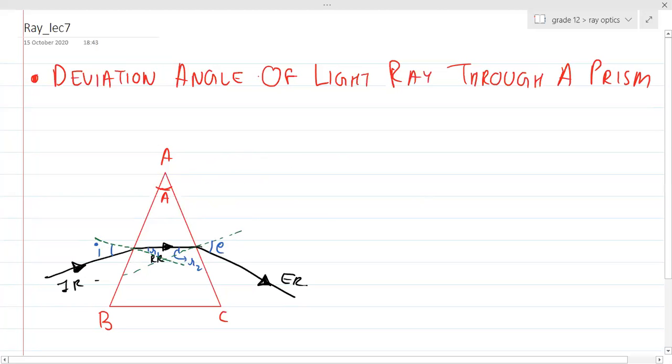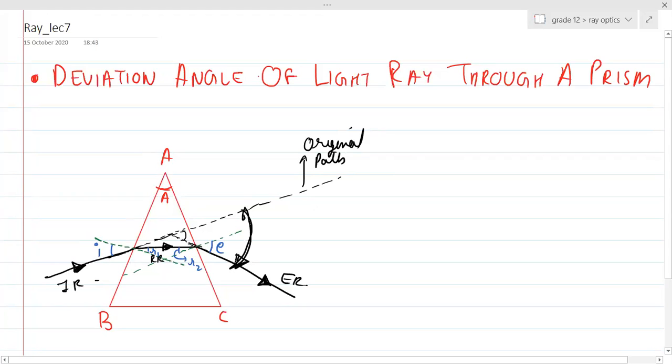Now, what is the deviation angle which I'm talking about? Can you see over here? If I produce this incident ray in the forward direction, will this be the original path of the incident ray? Yes or no? If there was no prism, then this would have been the path of the incident ray, right? You just extend this incident ray in the forward direction. And can you see this angle, or basically this angle, to be short?